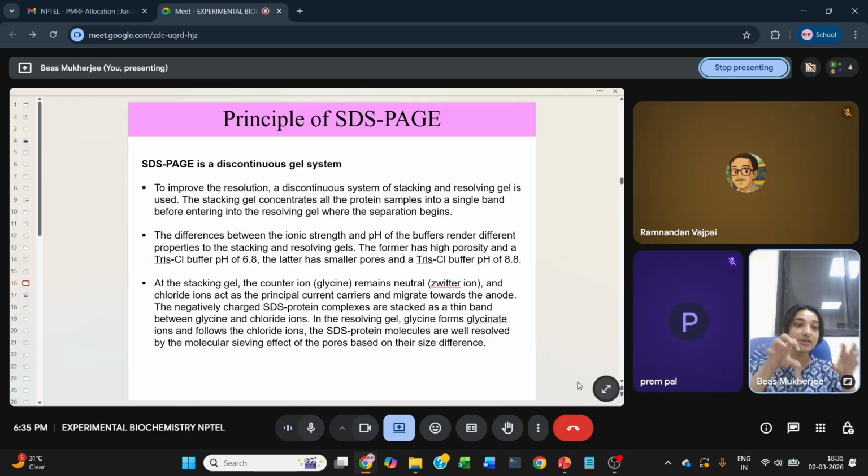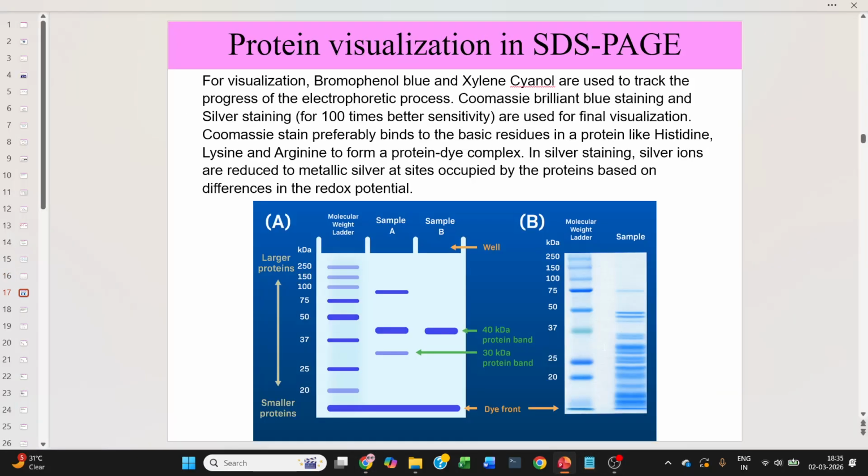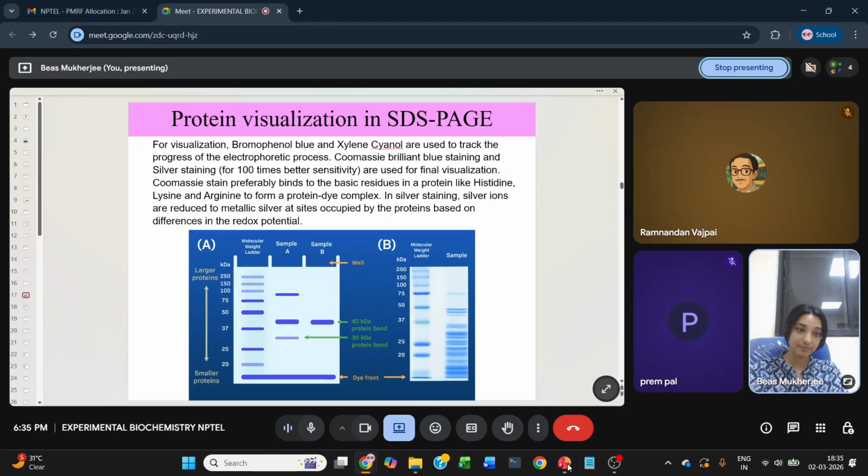What is molecular sieving? There are these pores, the proteins are migrating through the pores, and a sieve is a kind of thing which helps in separation, right? So that is why it is called molecular sieving effect, because the size difference is accounted for over here.